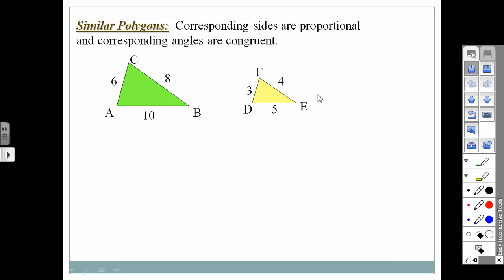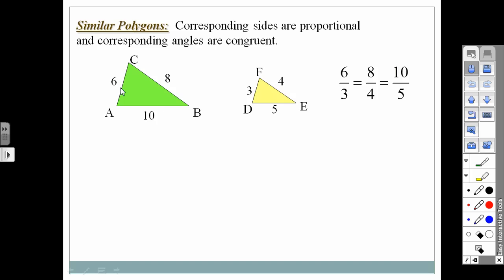Okay, so the best example, I'm going to use triangles here, just because that's what we're going to be using most often. We can look at these two triangles, ABC and DEF. And if we start making proportions with these sides, you can see that the 6 is going to line up with 3, the 8 is going to line up with the 4, and the 10 is going to line up with the 5. So you can come up with this proportion: 6 is to 3, as 8 is to 4, as 10 is to 5. And you can see all of those reduce to 2 to 1.